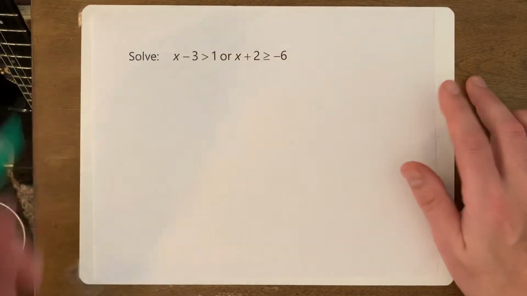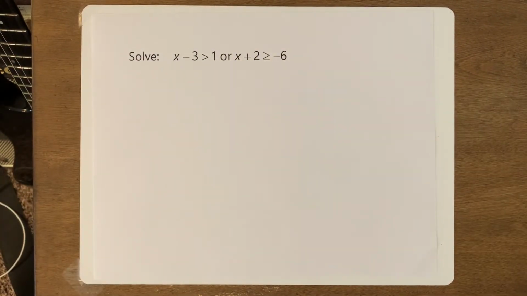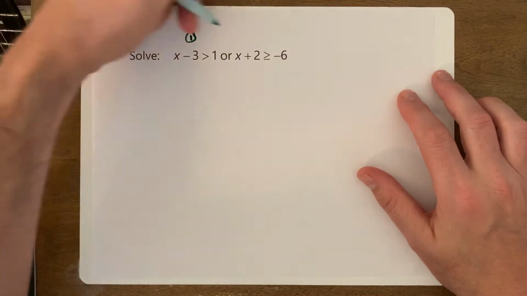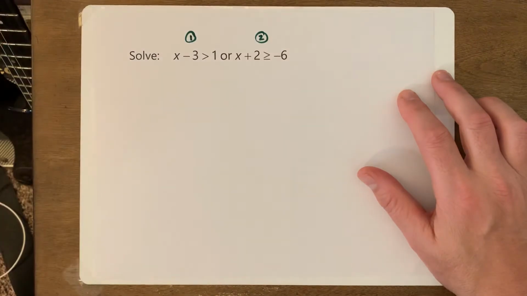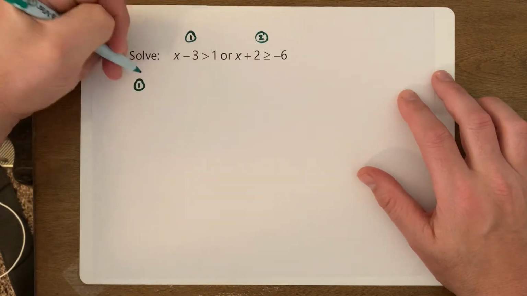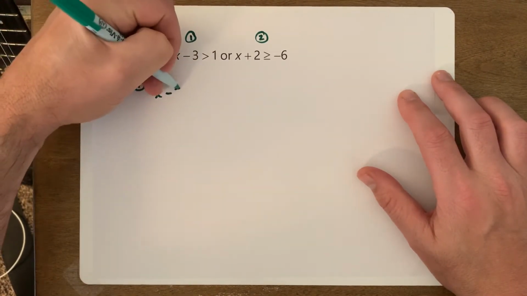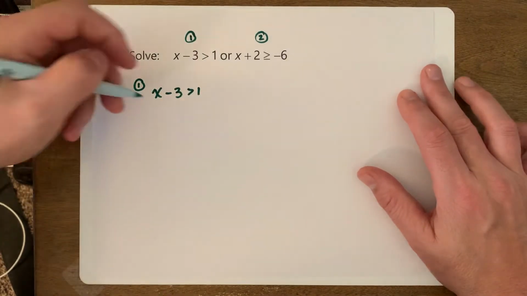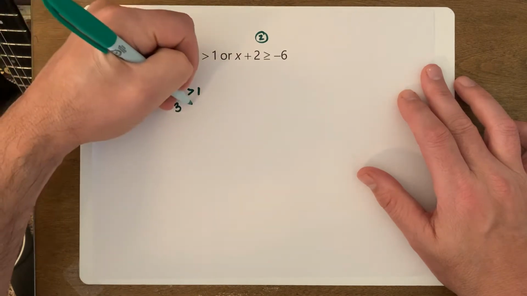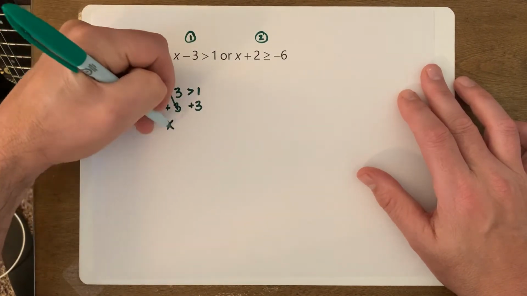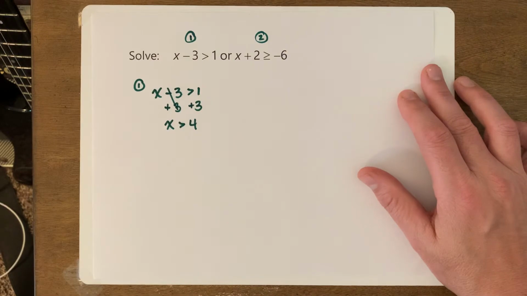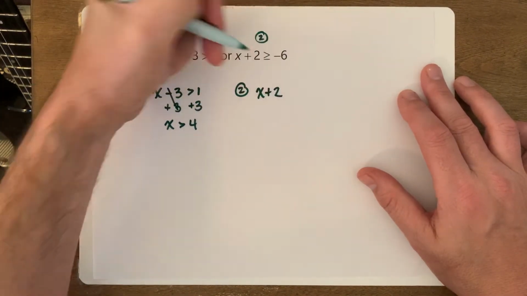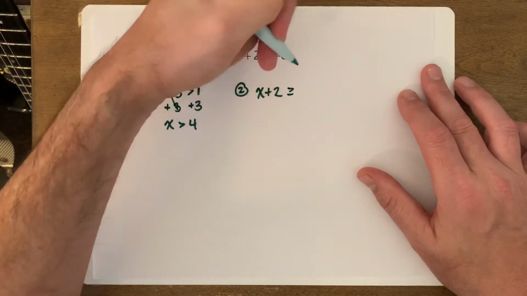What you normally do is you take each of the inequalities, and these are actually pretty simple, and you solve them one at a time. There's number one, there's number two. Number one is x minus 3 greater than 1. To solve that, you just add 3 to both sides, and you get x greater than 4. For the second one, you got x plus 2 greater than or equal to negative 6.